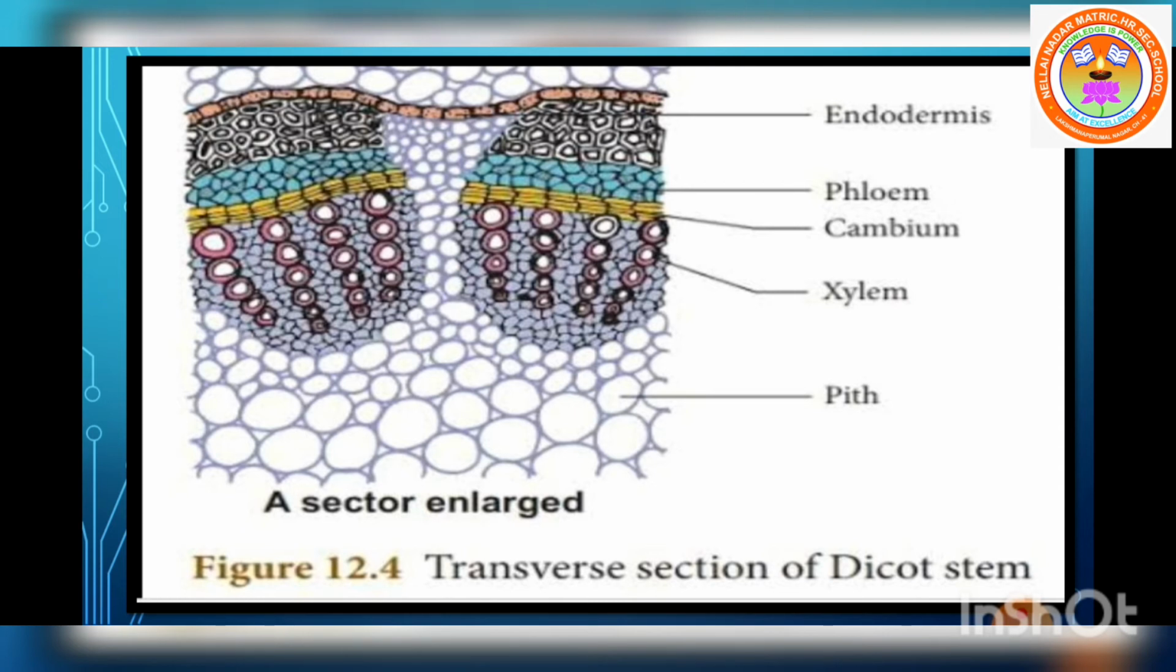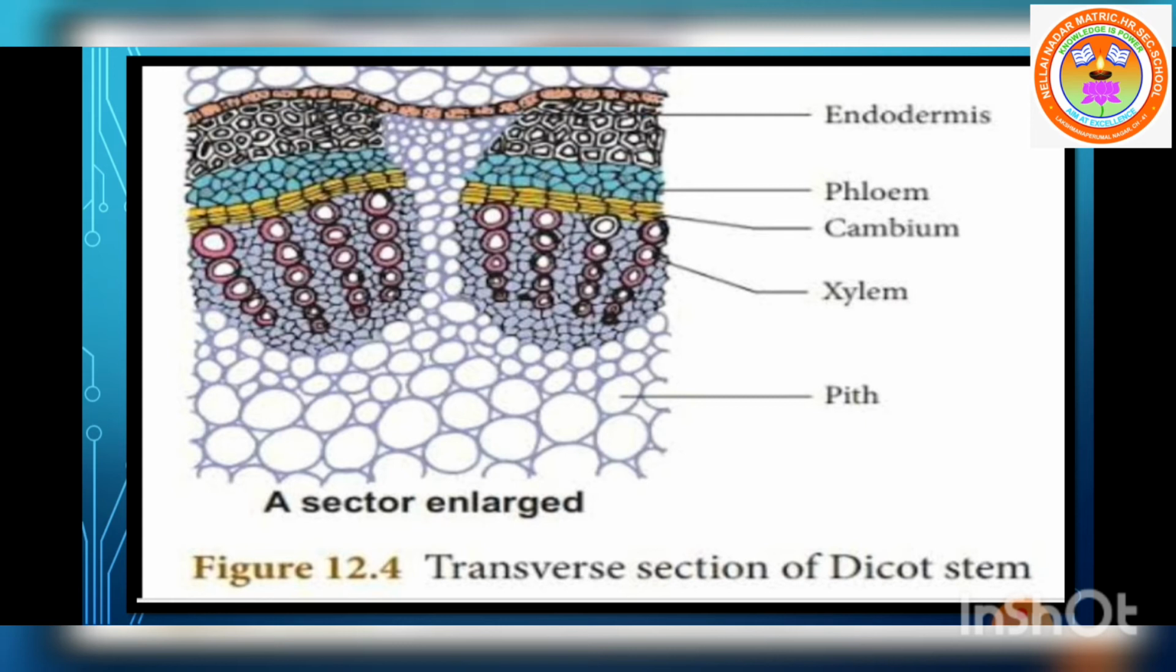Next, vascular bundle. The vascular bundles consist of xylem, phloem, cambium. Xylem and phloem in the stem occur together and form the vascular bundles. These vascular bundles are wedge shaped. So in dicot stem, vascular bundles are wedge shaped. They are arranged in the form of a ring. Each vascular bundle is conjoined, collateral, open and endarch.